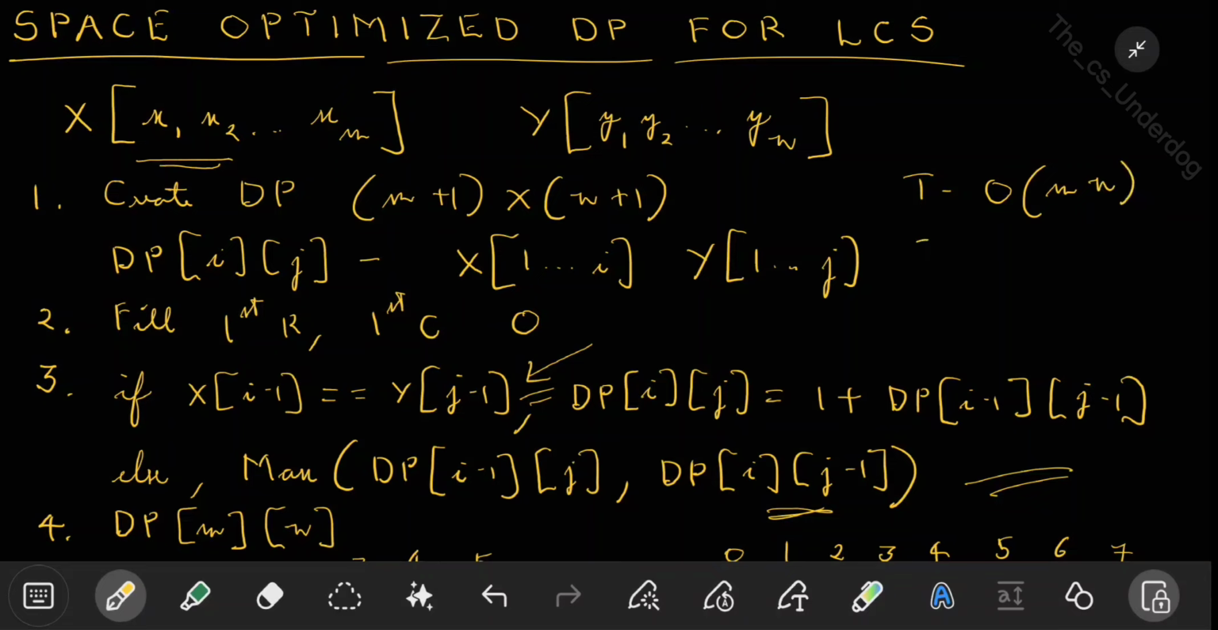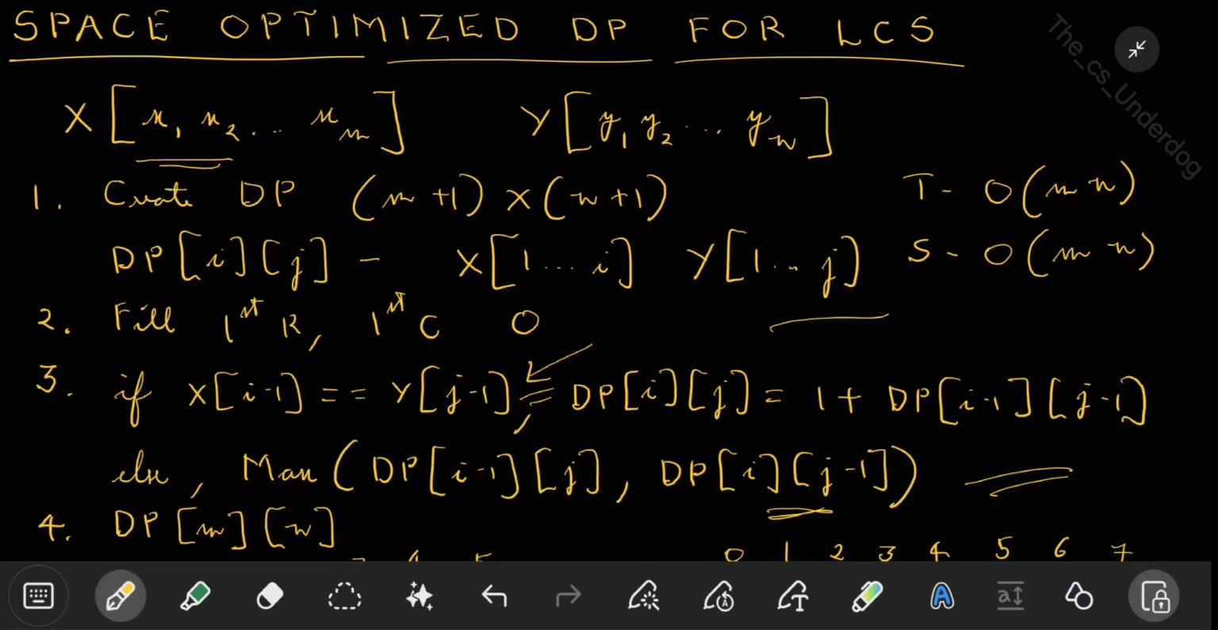And what about the space complexity? Space complexity was also order of m into n because of the dynamic programming table that we are using. In this lecture, we'll convert this table into an array and we'll see how to do the same thing in order of minimum of m or n. This is the space we are going to achieve. So let us see how this is possible.